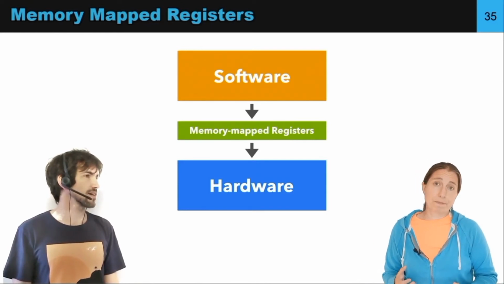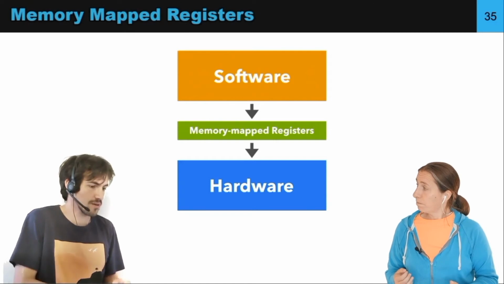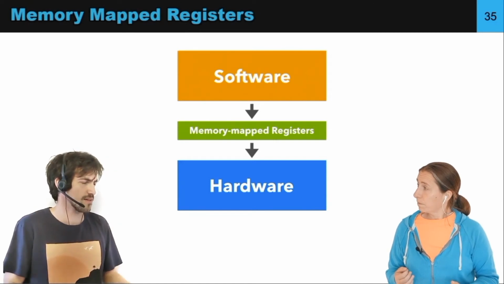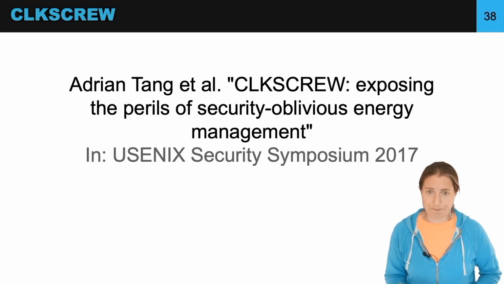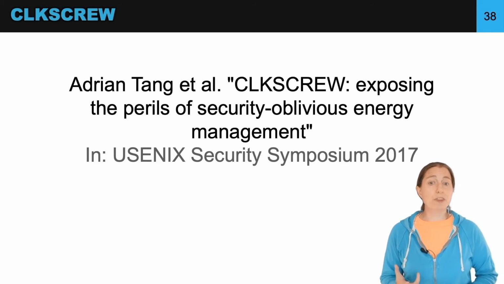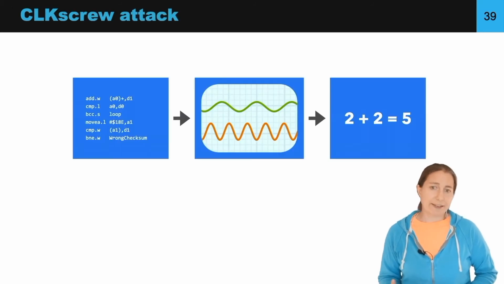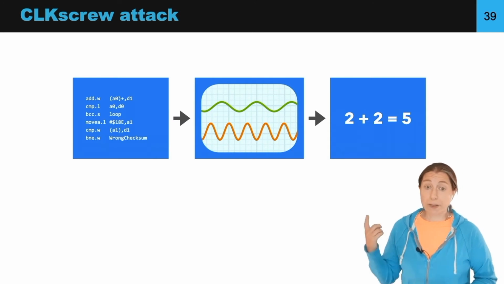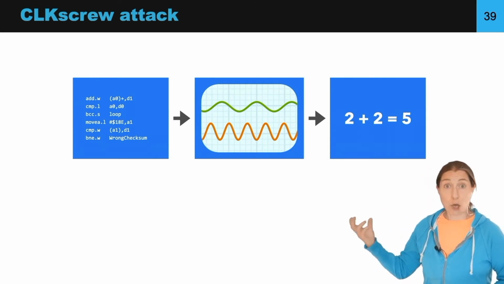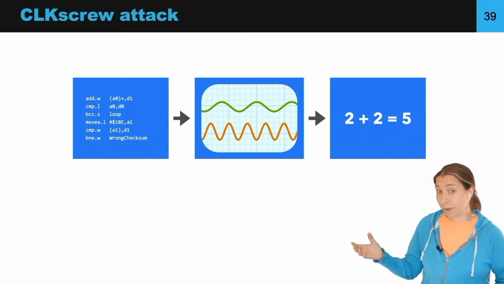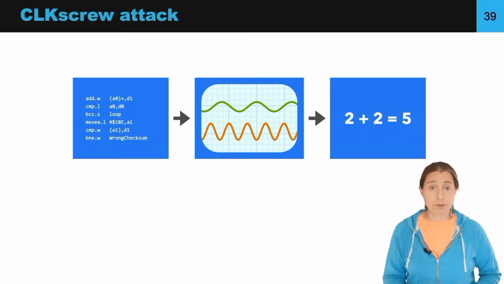Okay, it sounds like a lot less hassle than fiddling around with the hardware and all the time we short something and destroy something. Yeah, and this is called dynamic voltage and frequency scaling. This has been used in the first of its kind attack called CLKscrew: exposing the perils of security-oblivious energy management. What they did, in software, was modify the code which changed the frequency, which caused faults.